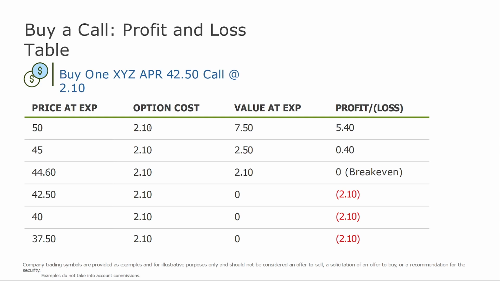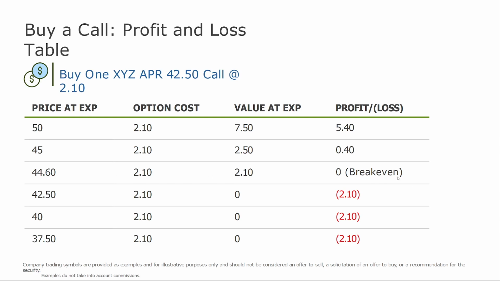Now we have a different scenario. Let's assume that the price finished at 45. Now we have the value at expiration of $2.5 because we have to subtract 42.5 from 45. And we have to subtract the option cost, which is 2.10. So in this case, we would have a profit of 40 cents per share, which is going to be $40 for the initial risk of 210. We would, for example, imagine right now, if the price would go to 44.60, it would actually be our break-even cost.